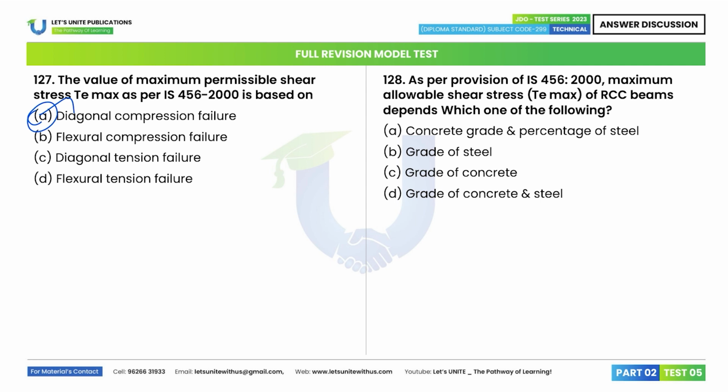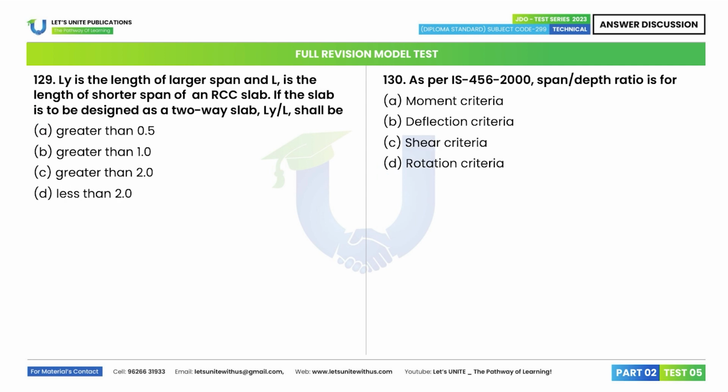beams depends on which of the following? Grade of concrete. Option C. Next 129, Ly is the length of largest span and Lx is the length of shortest span of RCC slab, if the slab is to be less than 2.0. Option D. Next 130, as per IS 456-2000, span depth ratio is for deflection criteria. Option B.